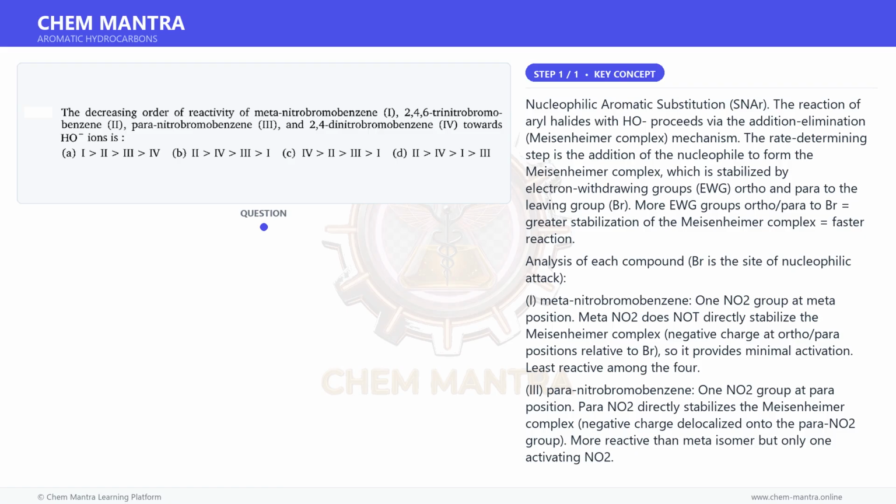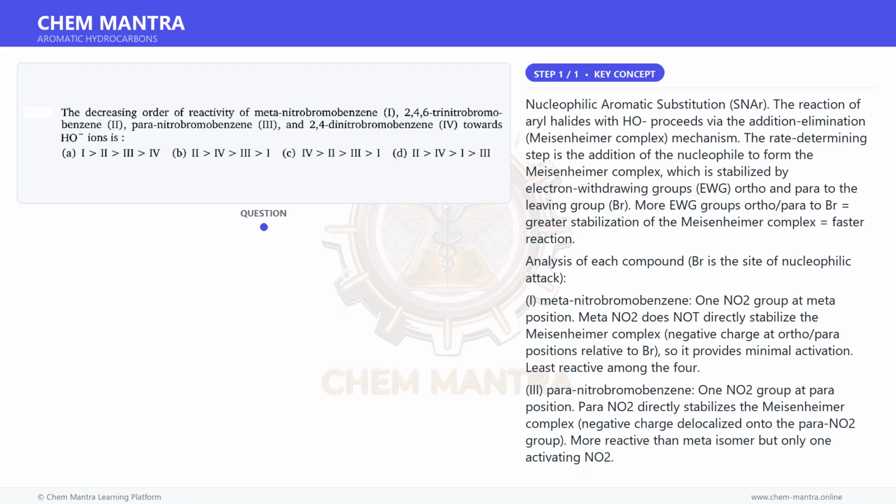Analysis of each compound. Br is the site of nucleophilic attack. I. Meta-nitrobromobenzene, 1 NO2 group at meta position. Meta NO2 does not directly stabilize the Meisenheimer complex, negative charge at ortho-para positions relative to Br, so it provides minimal activation. Least reactive among the 4.